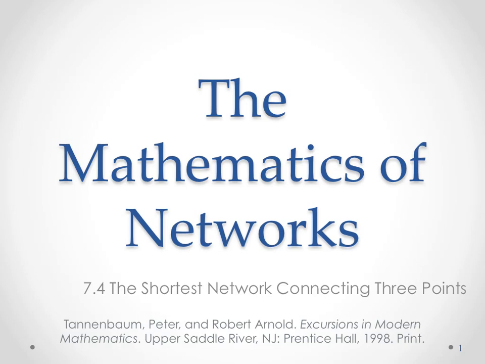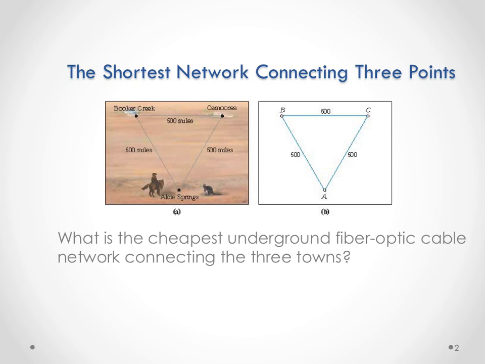It's Mr. Herringer again, and this is chapter 7.4, the shortest network connecting 3 points. As you reflect back on what we've talked about in this unit, remember our goal is to find the minimal spanning tree. We take a regular graph that may not be a tree that has weighted edges, and we figure out which tree we can pull from that graph in order to make a minimal spanning tree. Minimal spanning tree, of course, is one method of finding an optimal and efficient path or network.